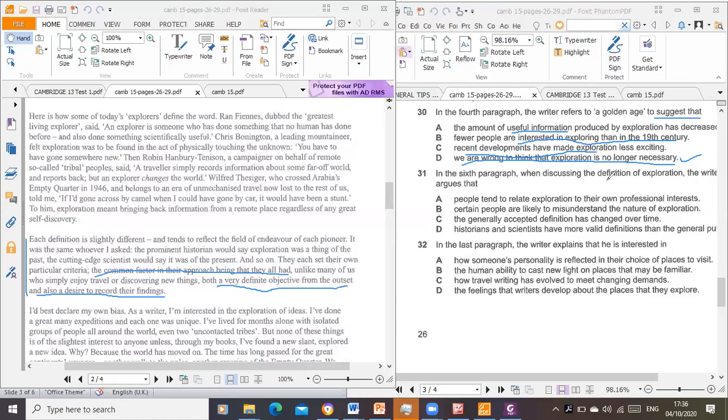So it says, when we talk about definition, okay, definition, that's what we are leading to. So each definition is slightly different depending on the field of endeavor. Okay, we can see that information. Certain people are likely to misunderstand the nature of exploration. No. The generally accepted definition has changed over time. No, it never mentioned time. Historians and scientists have more valid definitions than the general population, or something there. So we all know that 31 still remains the A still remains the answer.